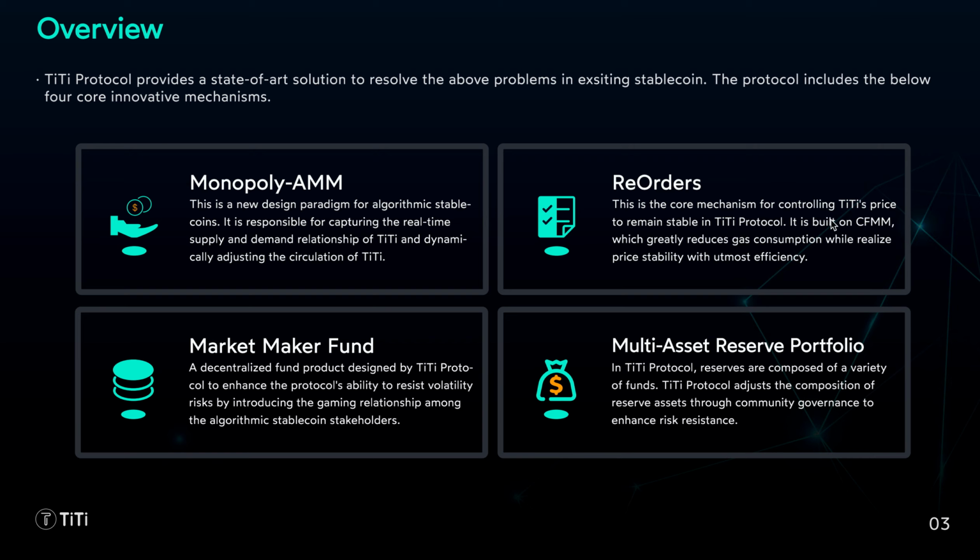It is built on CFM, constant function market making, which greatly reduces gas consumption while realizing price stability with utmost efficiency. Together, the Monopoly-AMM and the reorders can realize a primary market for TiTi and also make TiTi stable as a whole.